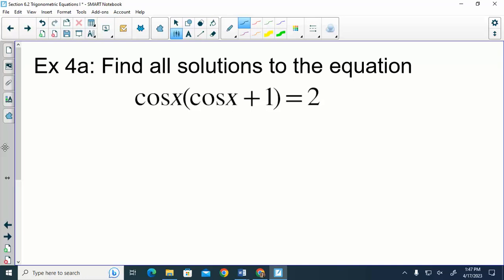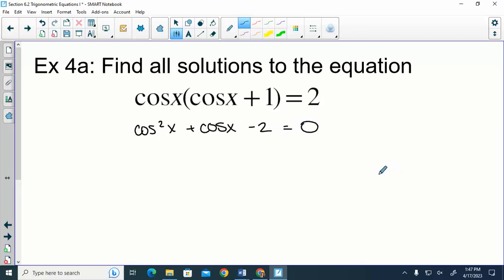If I'm looking at this, it's kind of factored. But factored form really only helps us if it's a 0 on the other side and we can set each one to 0. So does this factoring help me at all? No. So what we're going to have to do is multiply it back out. So if I distribute, we get cosine squared x plus cosine x. Can I go ahead and subtract this 2 over?